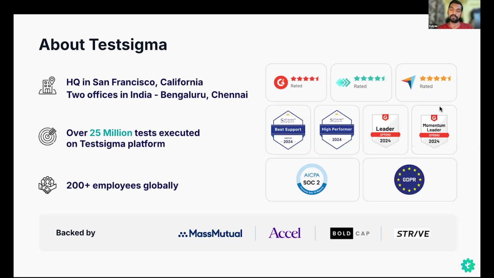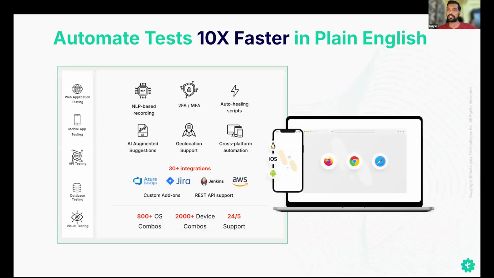We have about 200 employees globally, and we are rated very well on G2 and other platforms. We are GDPR compliant and SOC 2 compliant. So I was talking a bit about Testsigma. We are a low-code test automation platform, and what you'll be able to do is create automated tests in plain English using Testsigma. We call this the NLP approach, and you'll be able to test multiple applications.